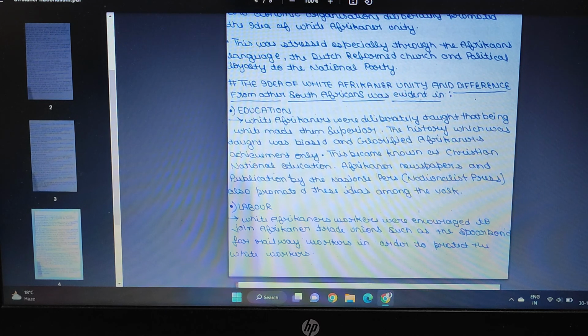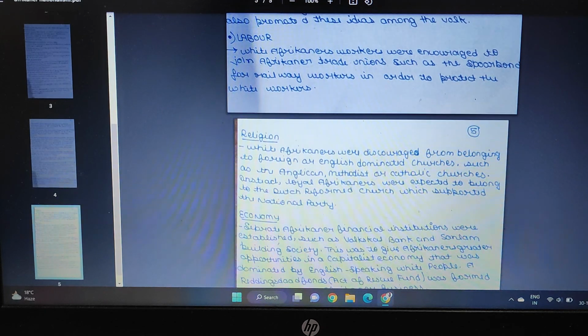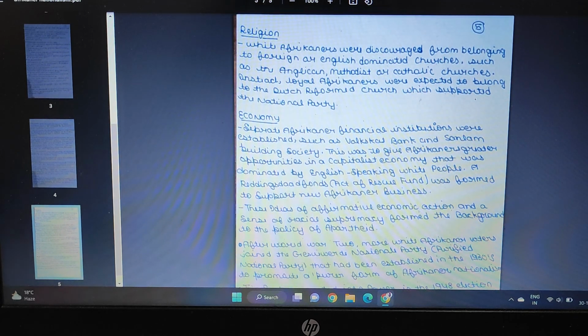Now, the next point is labor. White Afrikaner workers were encouraged to join Afrikaner trade unions such as the Spoorbond for railway workers in order to protect the white workers. So somehow these people were making the idea that white Afrikaners are superior to the black Africans who live in southern Africa. The next point is religion. White Afrikaners were discouraged from belonging to foreign or English dominated churches such as the Anglican, Methodist or Catholic churches. Instead, loyal Afrikaners were expected to belong to the Dutch Reformed Church, which supported the National Party.